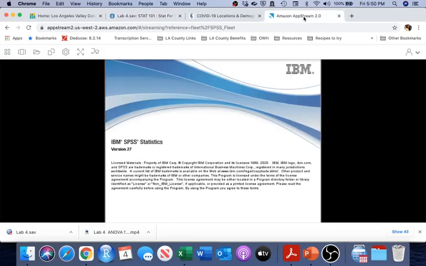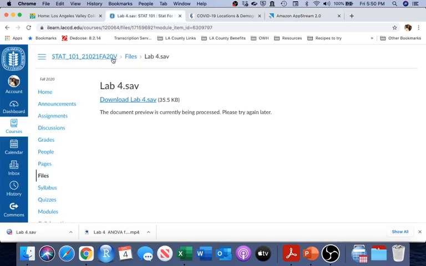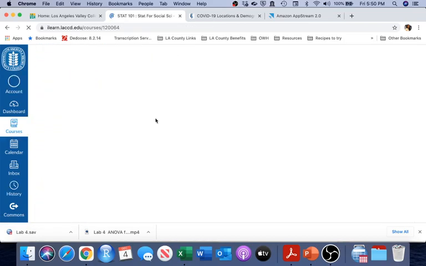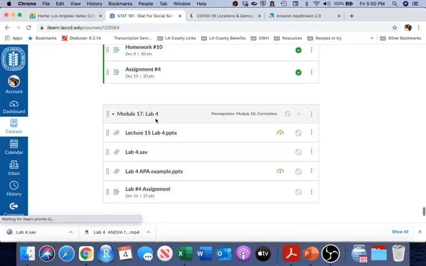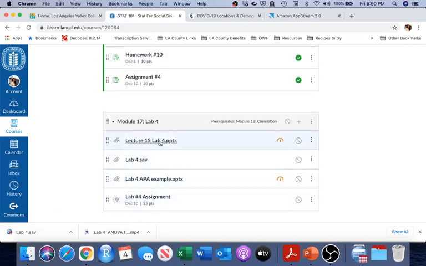Okay, so this is almost done loading. And again, if you go to the lab 4, you'll see everything. The assignment is here. The APA example is here, and these PowerPoint slides will be here as well.